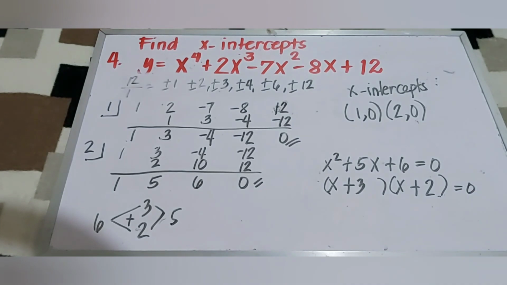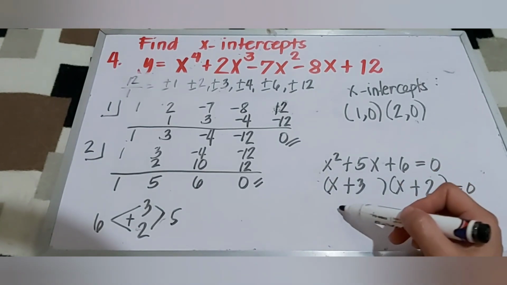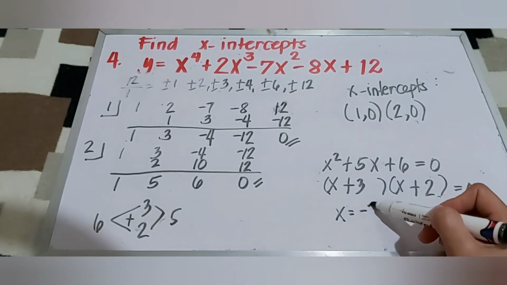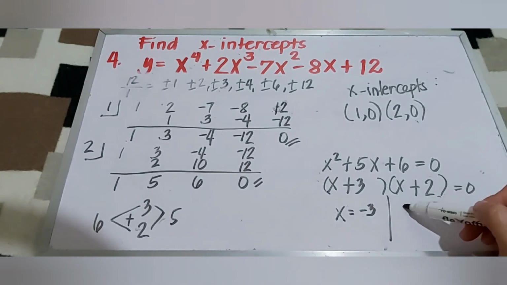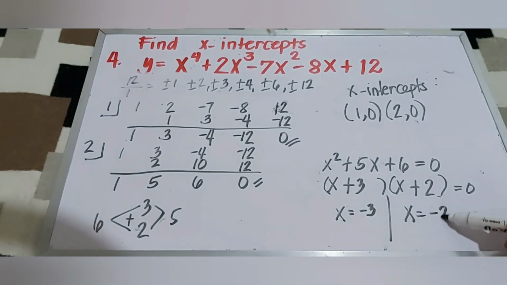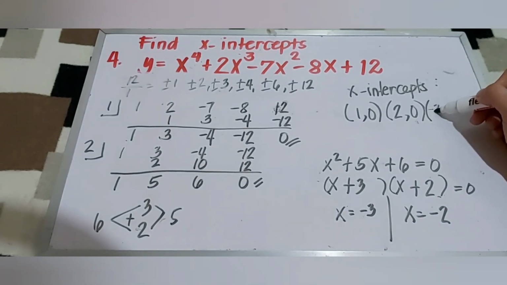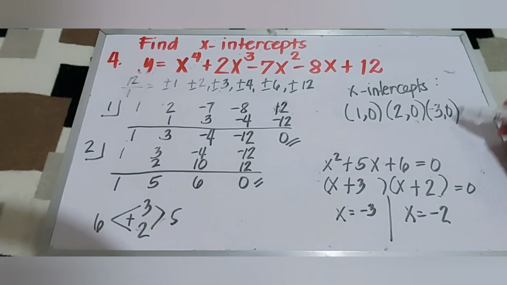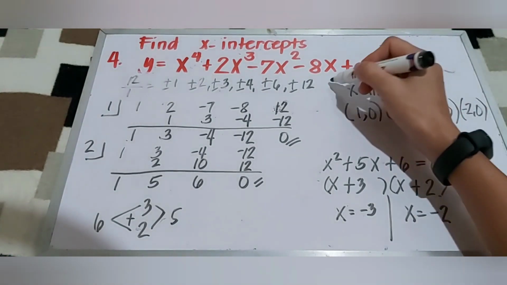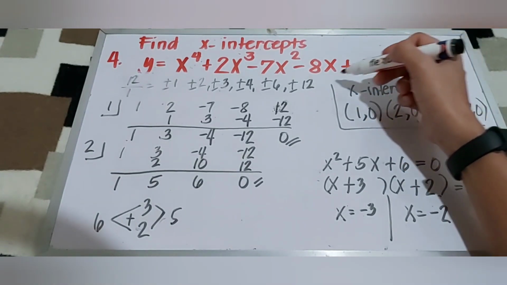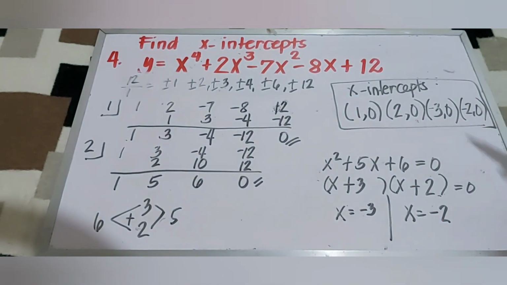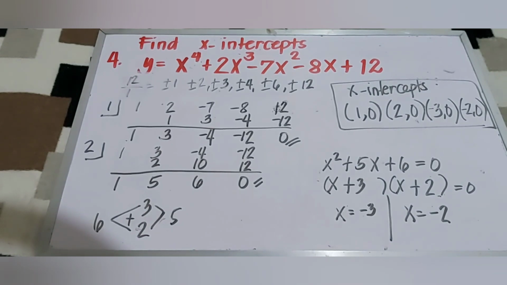Equate it again to 0. So, from this factor, x is equal to negative 3. And from this one, x is equal to negative 2. And these are the last two x-intercepts. So, negative 3 and 0, and negative 2 and 0. These are our x-intercepts. So, that's how we find our x-intercepts.